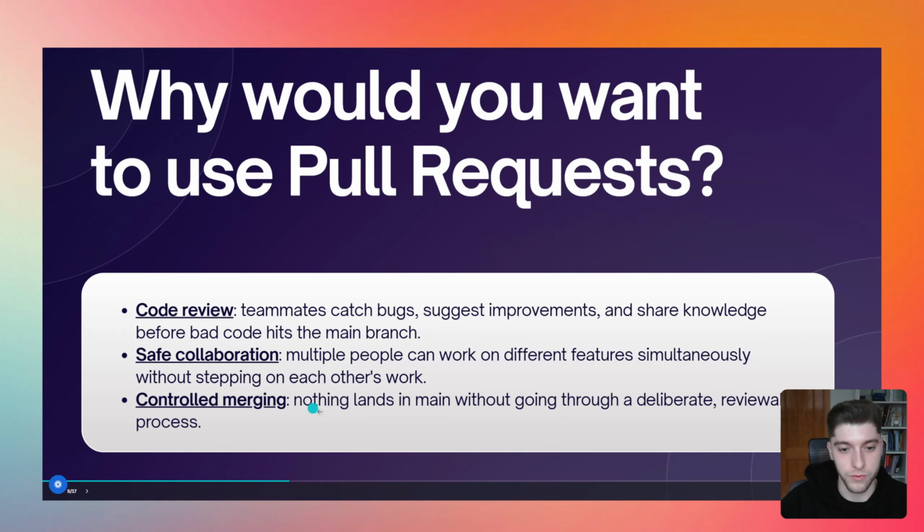And then we have controlled merging. So nothing lands in the main branch without going through a deliberate reviewable process, which again, your teammates can review your code, your boss can review your code, you can even review your own code, but just make sure that you upload it to a different branch and you're not uploading it directly onto your main branch, because then it can literally mess up all your code base.